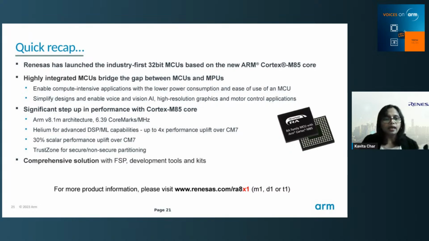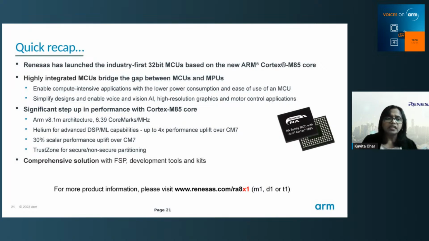So just as a quick recap, Renesas has recently launched the industry-first 32-bit MCUs based on the Arm Cortex-M85 core. These are highly integrated MCUs and bridge that gap between MCUs and MPUs. They enable our customers to extend their investment in MCU-based solutions and not have to switch to an MPU when they need that additional performance. And this also helps you to simplify your designs and build a wide range of applications.